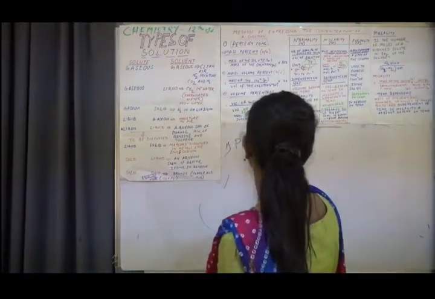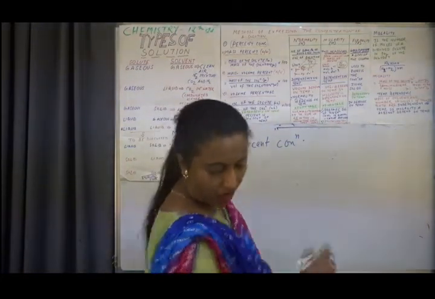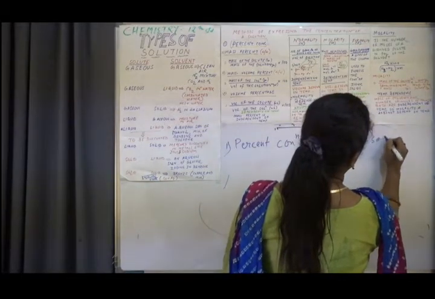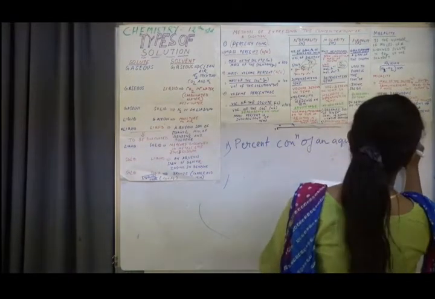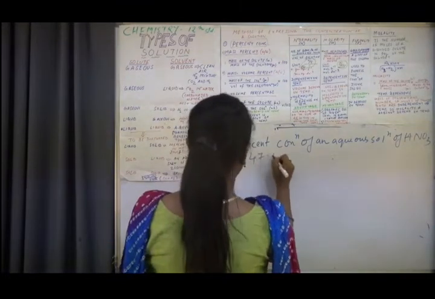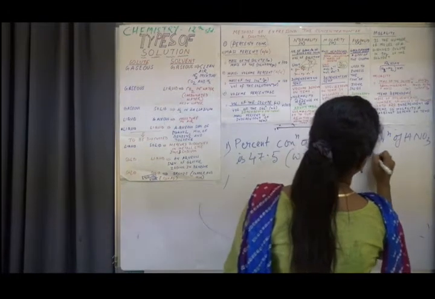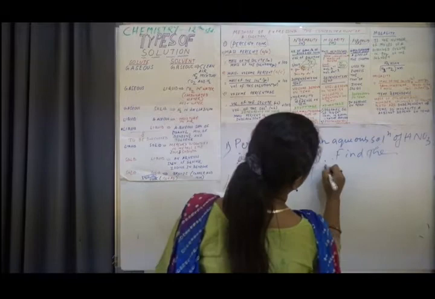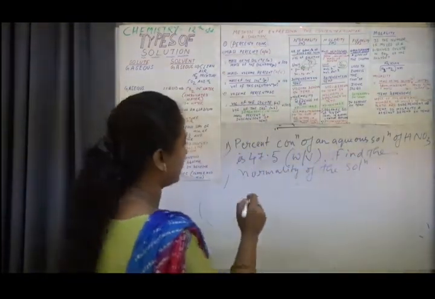The percent concentration of an aqueous solution of HNO3 is 47.5 w/w. Find the normality of the solution. What will be the normality? This term we have to find out.